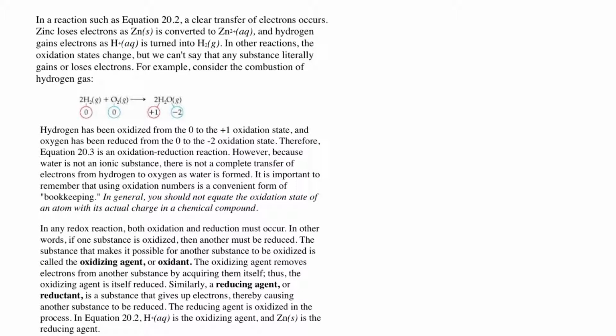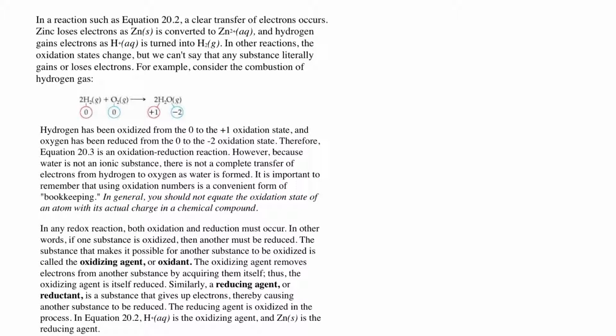However, because water is not an ionic substance, there is not a complete transfer of electrons from hydrogen to oxygen as water is formed. It's important to remember that using oxidation numbers is a convenient form of bookkeeping. In general, you should not equate the oxidation state of an atom with its actual charge in a chemical compound. In any redox reaction, both oxidation and reduction must occur. In other words, if one substance is oxidized, then another must be reduced.